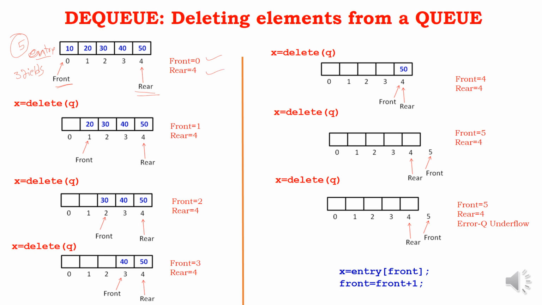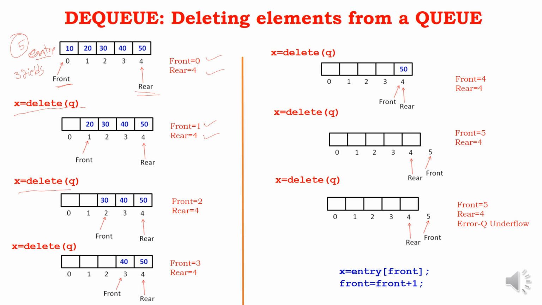Then delete. Try to delete an element. We can delete the first element, that is, we delete an element from the front end. So front is at location 0. Location 0 has 10. 10 is removed. Once you remove 10, front points to the next location. Now front is 1, rear is 4.